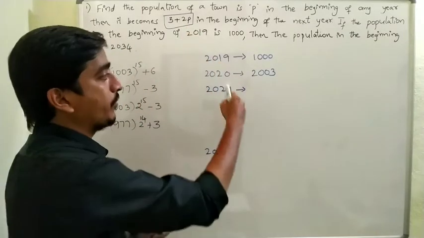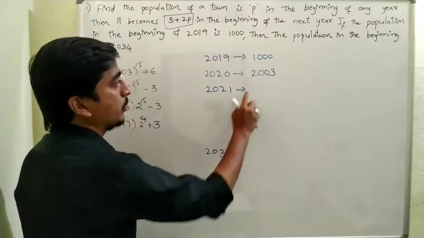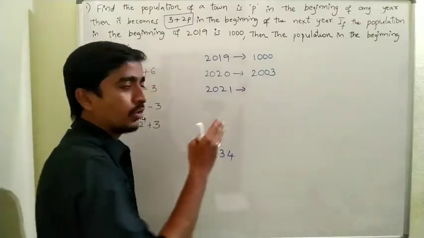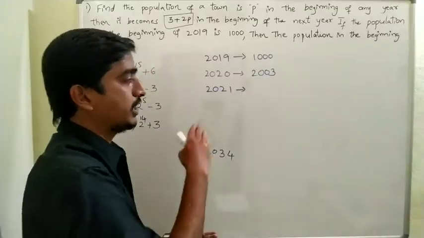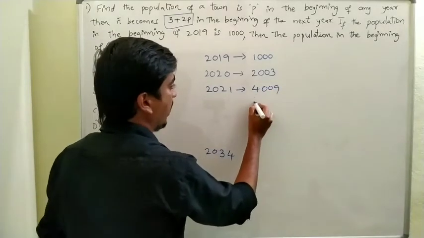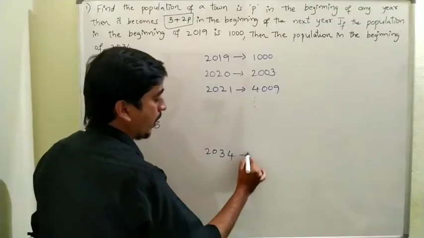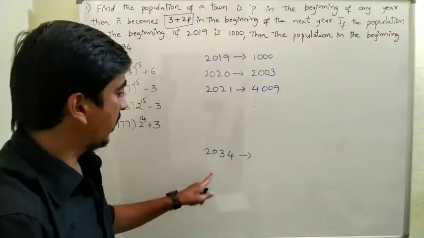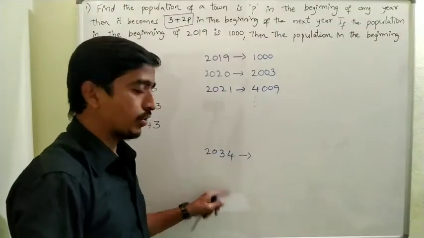The next, what would be the population in the year 2021? Same way, 2 times the previous year plus 3. 2 times 2003 is 4006, 4006 plus 3 is 4009. So in this way it will continue. So we have to find the population in the beginning of the year 2034.